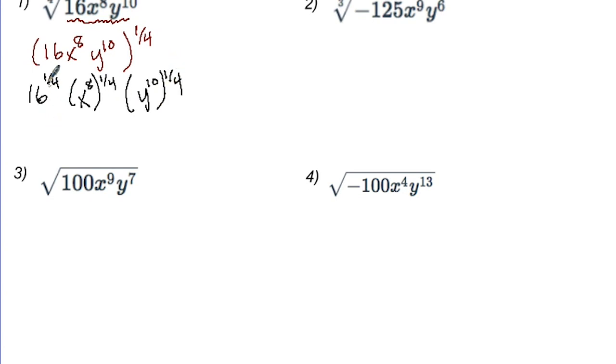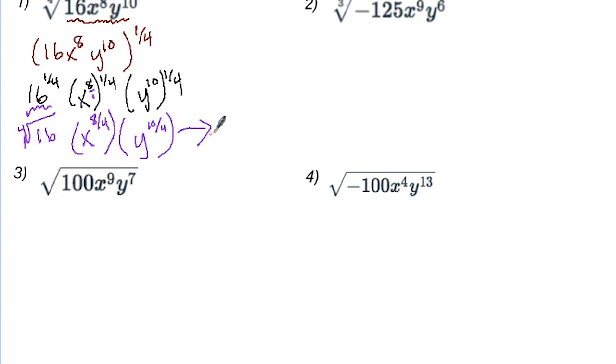Okay, so in simplifying some of these, 16 to the 1/4 is the fourth root. So this particular one right here is the fourth root of 16. What times what times what times what? And I believe that's 2 times 2 times 2 times 2. And then x to the 8th to the 1/4. Well, what we do here is we multiply these fractions. So this is x to the 8/4, which simplifies to be x squared. We'll do that in a moment. And this is y to the 10/4.